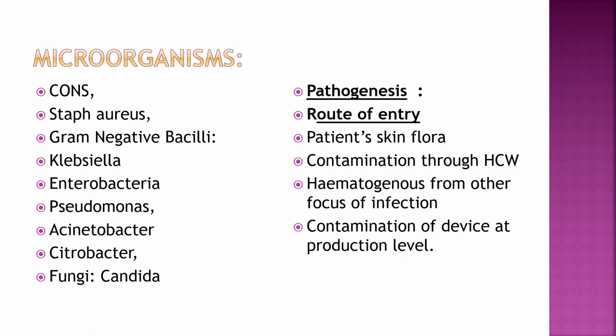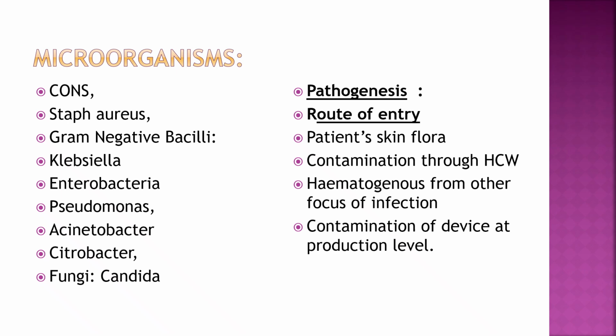Organisms causing central line associated infection can be CoNS, coagulase negative Staphylococcus, Staphylococcus aureus, and gram negative bacilli, in that it can be Klebsiella, Enterobacter, then Pseudomonas, Acinetobacter, Citrobacter, and in fungi it is Candida. So CoNS, Acinetobacter and Pseudomonas are more commonly isolated.